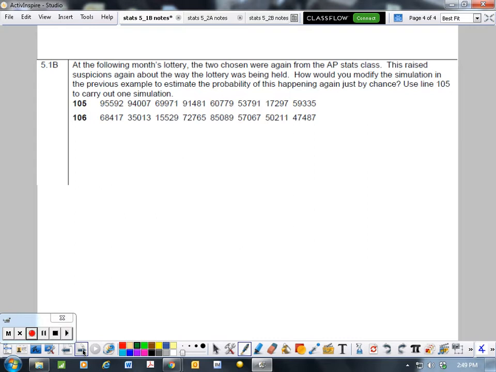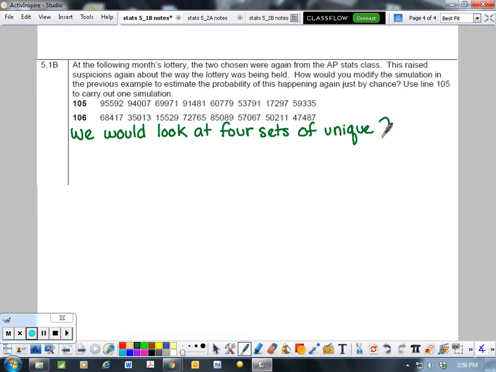So now we're looking at not 2 people in a row being picked from AP Stats, but all of a sudden 4 people. So now we're not looking at 2 groups of numbers, we're looking at 4 groups of numbers. So we could describe this by saying we would look at 4 sets of unique 2-digit numbers.